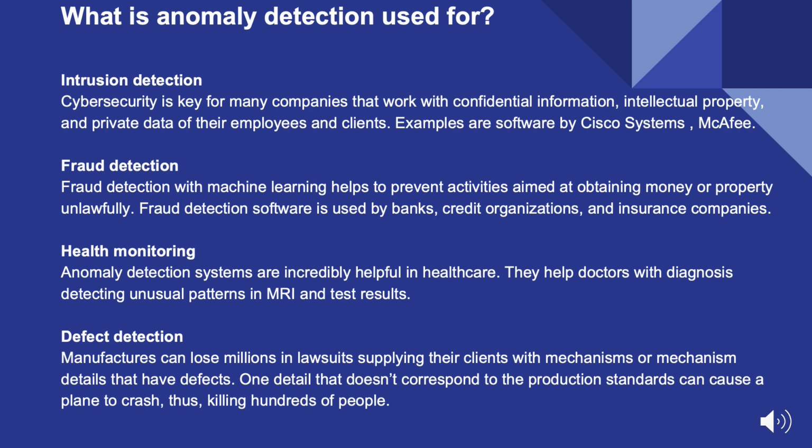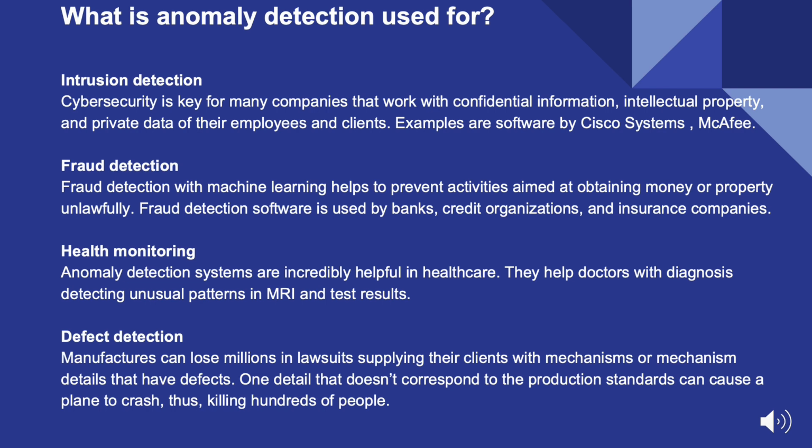Fraud detection. Fraud detection with machine learning helps to prevent activities aimed at obtaining money or property unlawfully. Fraud detection software is used by banks, credit organizations, insurance companies, etc. For example, banks check loan applications before making a decision. If the system detects that some of the documents are fraudulent, for example, that your tax return doesn't exist in the system, it will notify the bank employee.